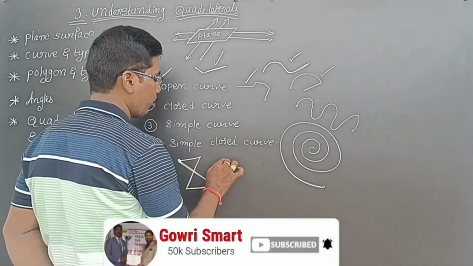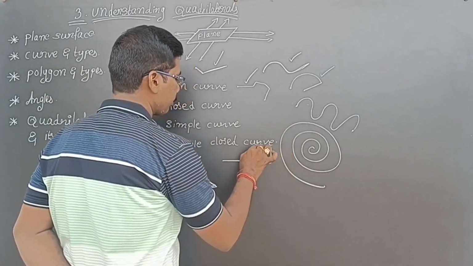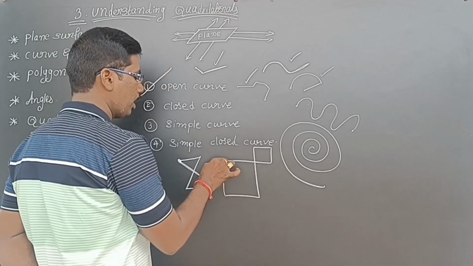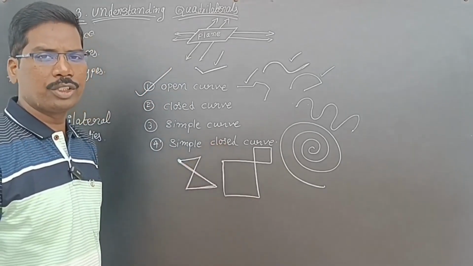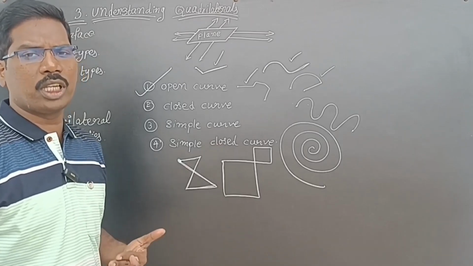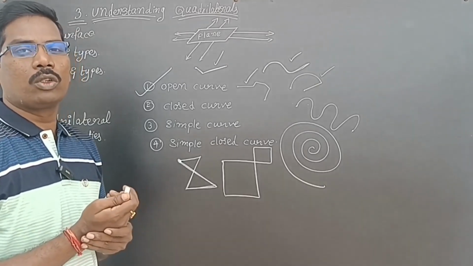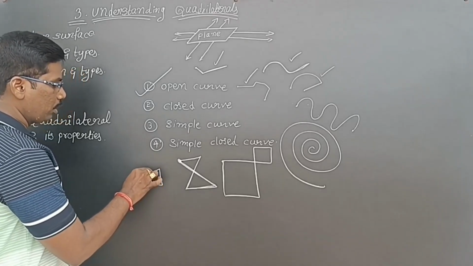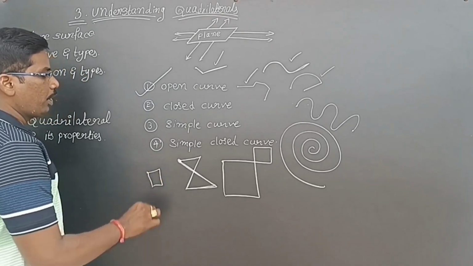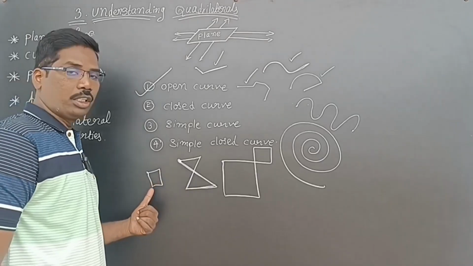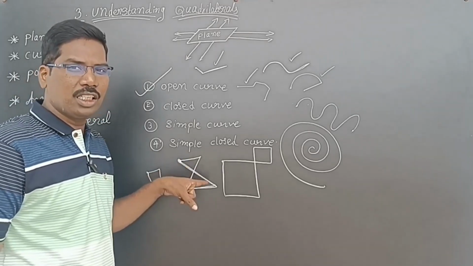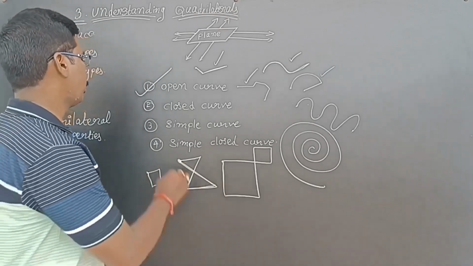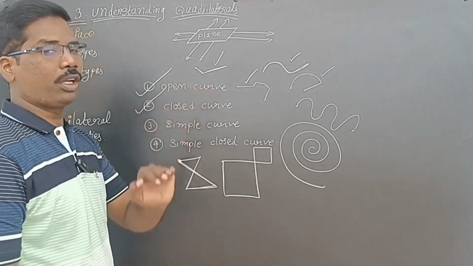For example, see here, one more thing I will draw. Where I started, here I started, again there only I am meeting. So where the starting and ending point are the same, those are called closed curves. If I draw like this also, this is also a closed curve. I'm starting here, I'm ending here. Here overlapping is there, here not there. Here crossing itself is there, here not there. So both are closed curves.